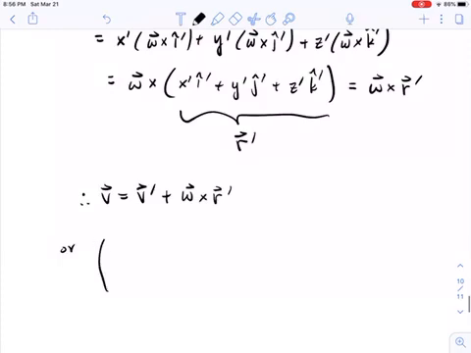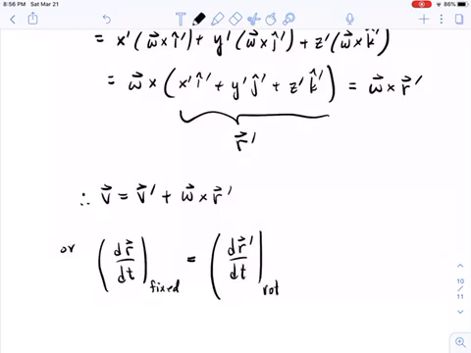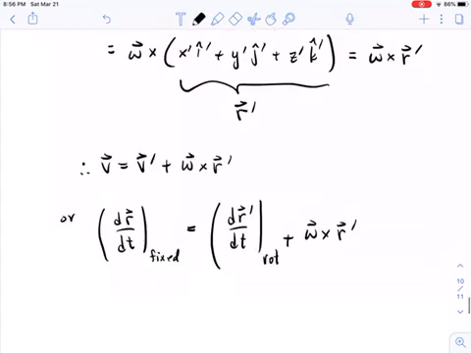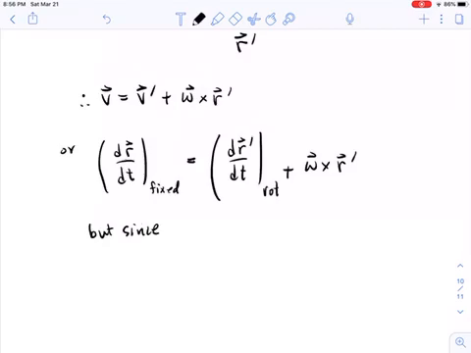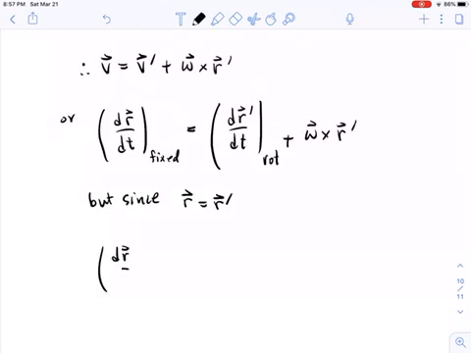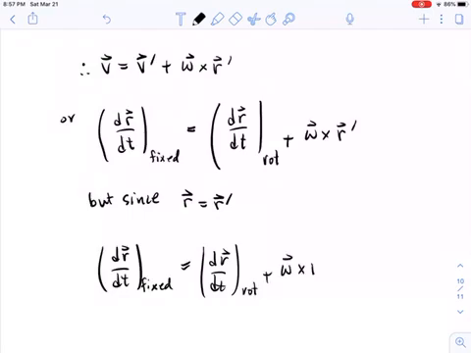Or going back to the type of notation that we were using at the beginning, v is dr dt in the fixed frame, which is equal to dr prime dt in the rotating frame, plus omega cross r prime. But since, as we said before, vector r and r prime describe the same point relative to the same origin, we could write that dr dt in the fixed frame is equal to dr dt in the rotating frame plus omega cross r.